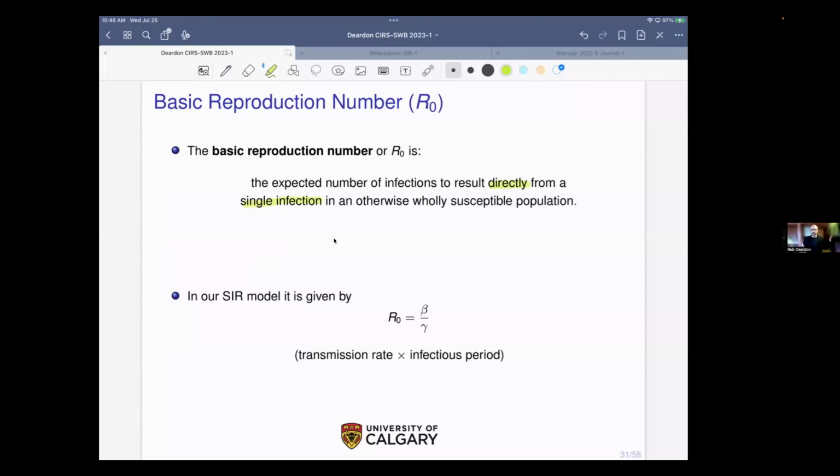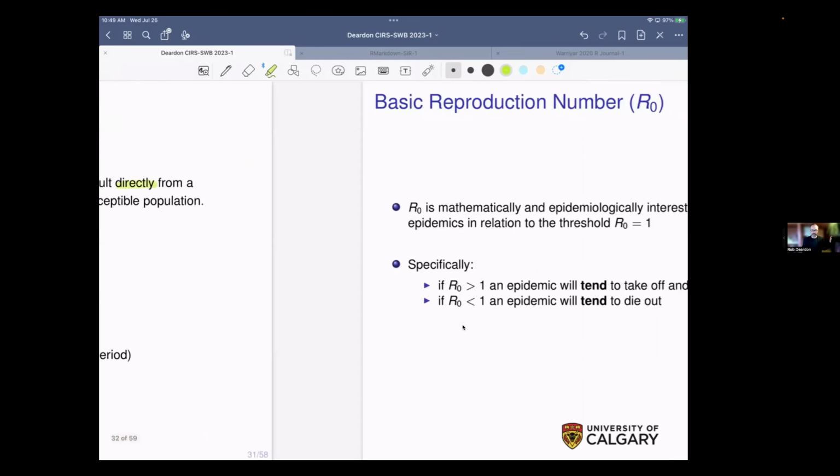Now, it turns out if you go through the math, it's very simple to calculate. In an SIR model, it's just the transmission rate divided by the removal rate, which is the transmission rate multiplied by the infectious period, which conceptually sounds completely correct, right? Well, it is completely correct. The transmission rate determines how often you are infecting. The infectious period determines how long you're infecting for, okay? And it captures, if you like, the strength of the epidemic.